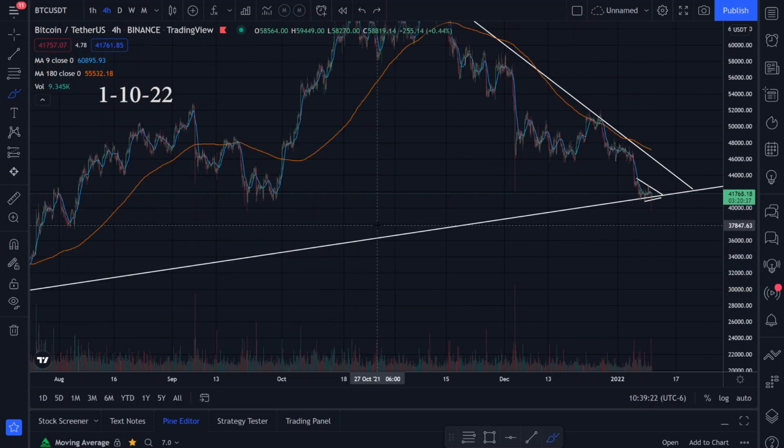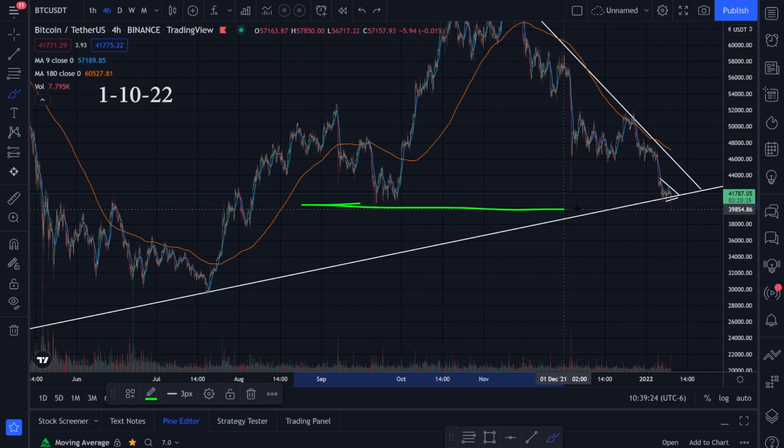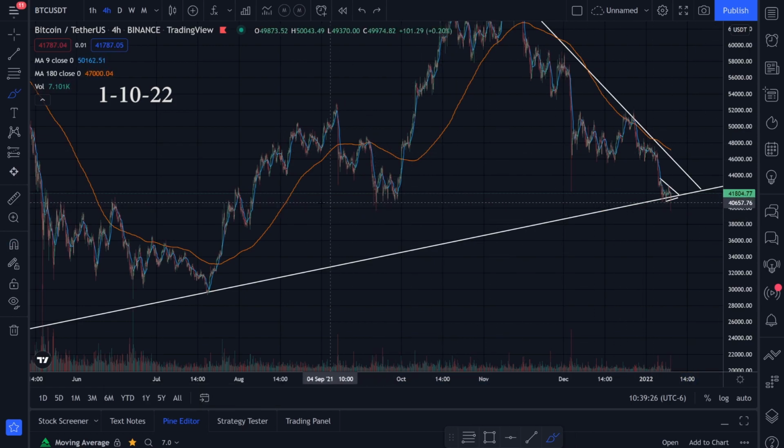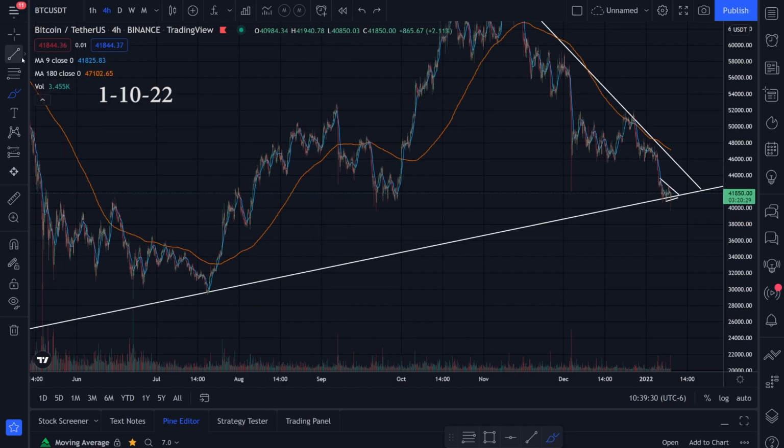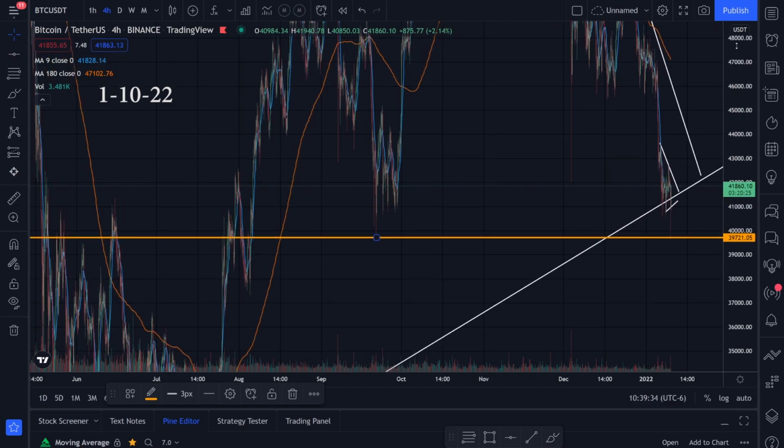So I'm not really sure. Like I said, I'm glad that we're just holding support right now. We haven't broken this little level right here. Let's do a horizontal line, something like right here. This is like the bottom.